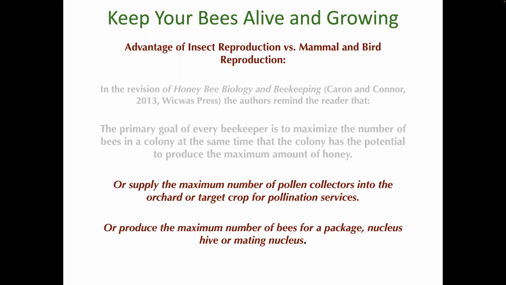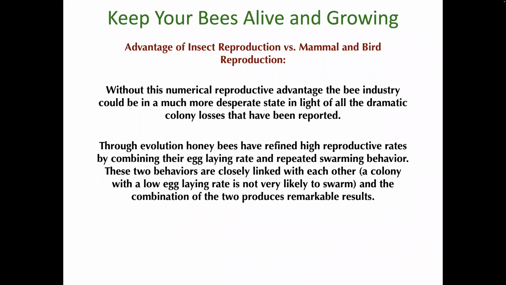Or if you're in the business of raising queens or packages or nukes, that you have the most number of bees when you're ready to do this. And some of this the bees do automatically. You just sit back and monitor. And that's probably one of the best things you can do as a beekeeper is learn to monitor your bees. Now, without this numerical advantage, the power of mathematics, I think the pollination business would be in a lot more desperate state.